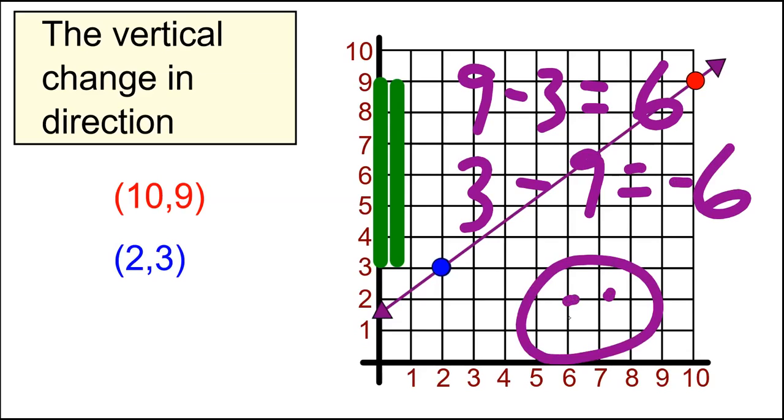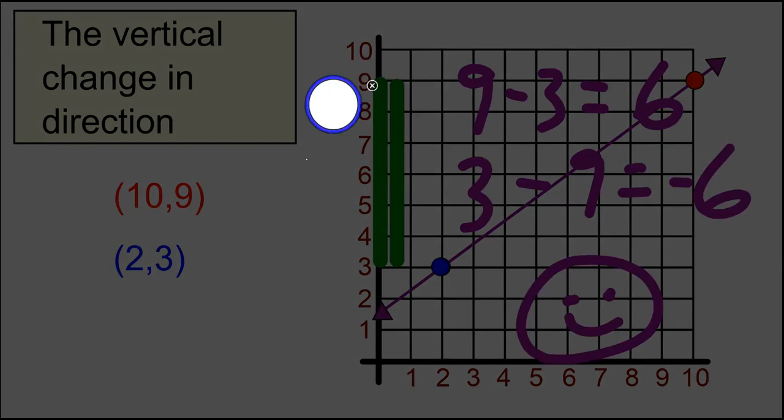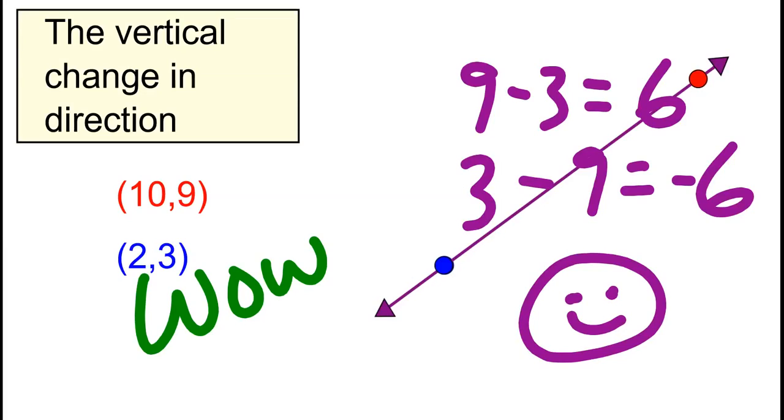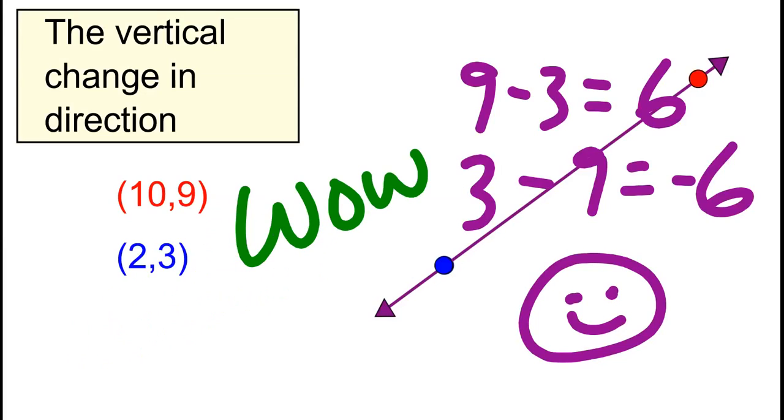Don't you just love mathematics? In fact, these coordinates are over here. There was the 9 and there is the 3. We don't even need a graph to obtain these 6's. I mean, come on now, that's deserving of one big wow.